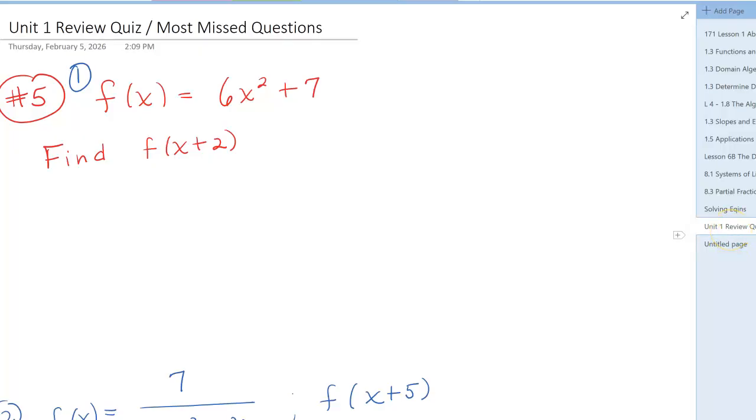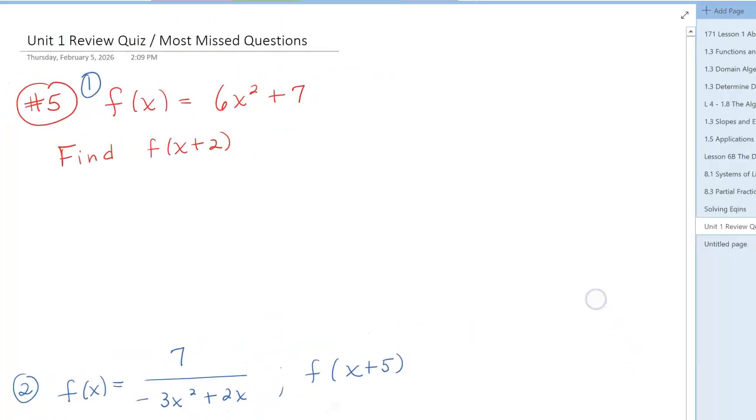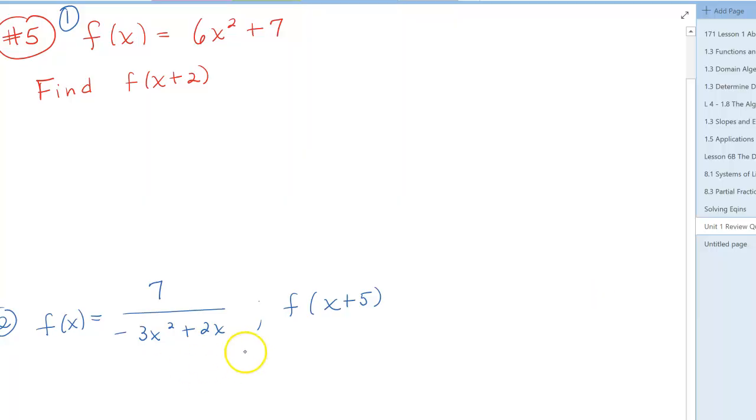So the most missed questions were questions like you might see here. So it's really evaluating functions. Some of you got lucky and got an easier question like this, and some of you got more difficult questions like this. So I'm going to work the easy and then the more difficult one so you can see the right way to work it.